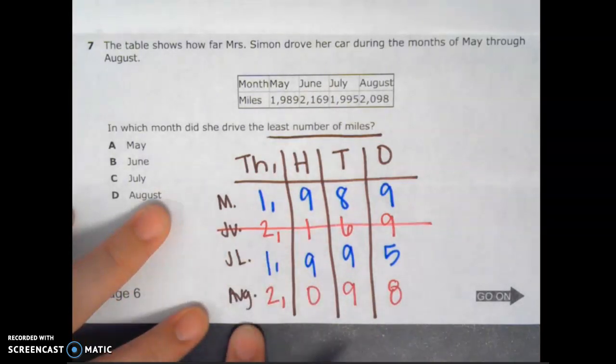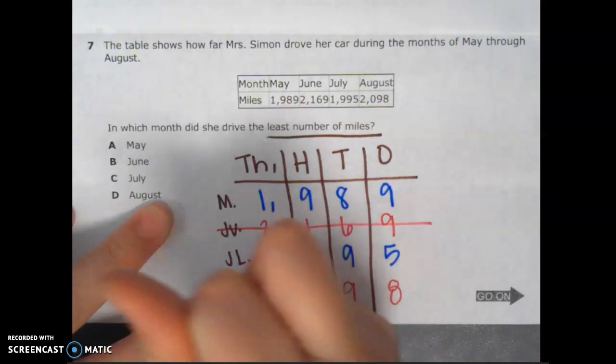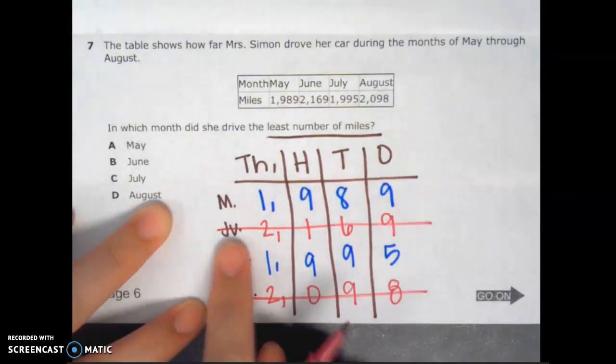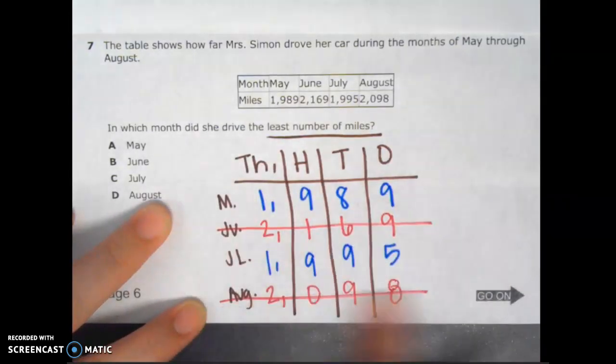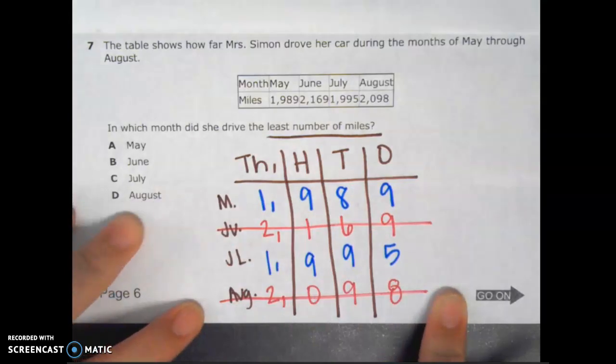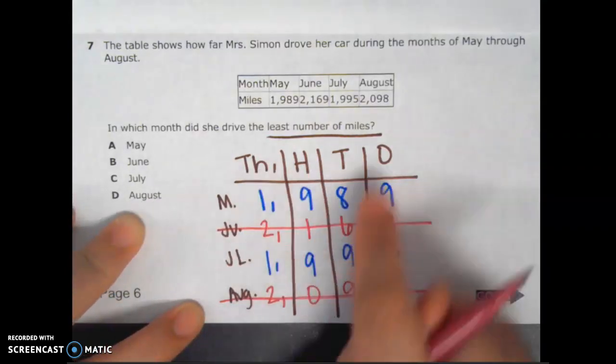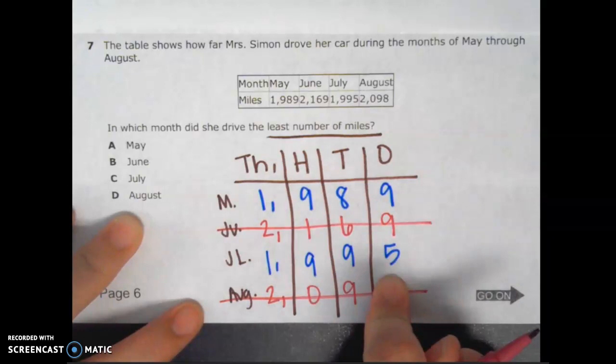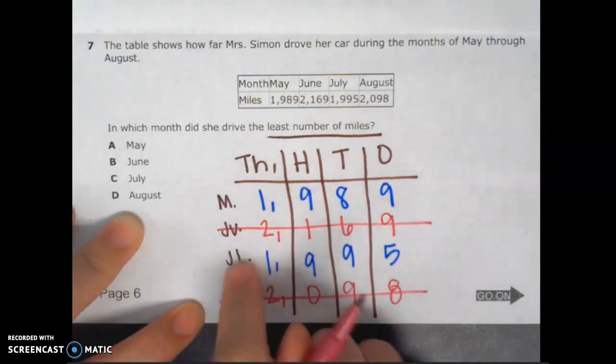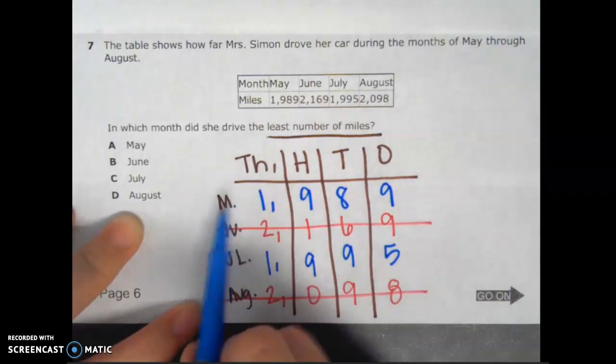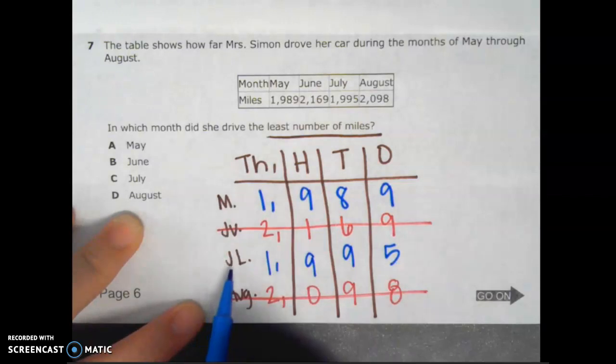I can eliminate August because it starts with a 2,000. And sorry, not July, June. I can eliminate June and August. All right. I have 2 number of miles left, so 2 different months left. We have May and July.